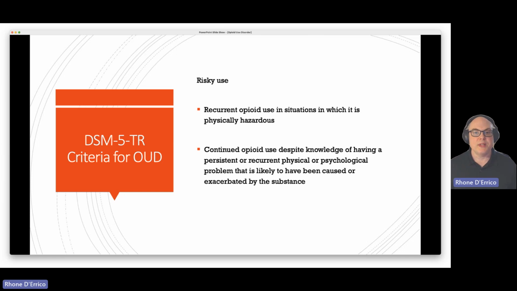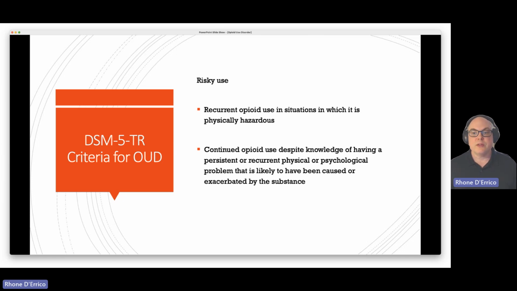Our third category is risky use. This is recurrent opioid use in situations in which it is physically hazardous. This is driving a car while using. This is operating machinery while using. This is working on the sides of buildings in a construction job while you're using opiates. That is risky use.